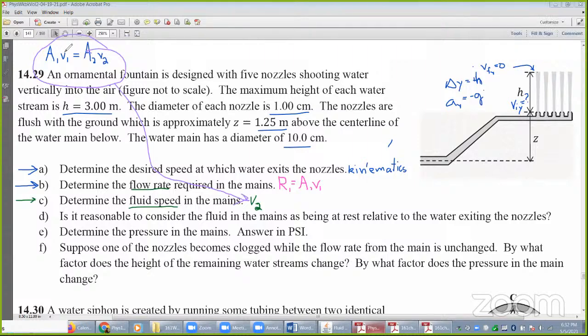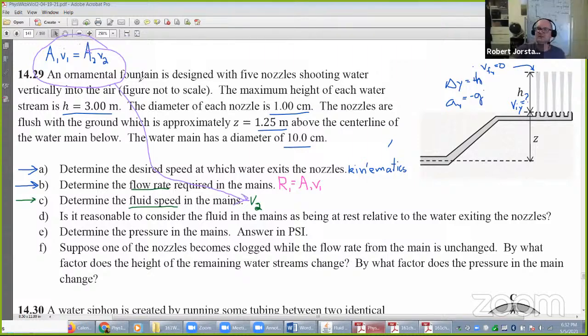Now we know this, and this, where we didn't know it earlier, right? We didn't have V1 earlier. Now that we know V1, Jesse, are you good with that? Yeah, I see it now. All right.